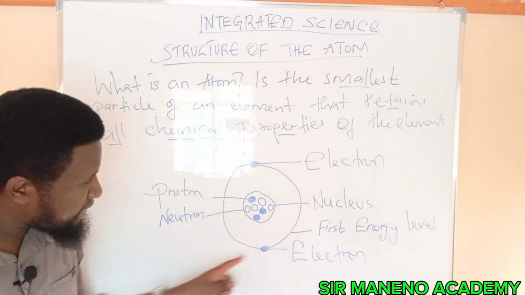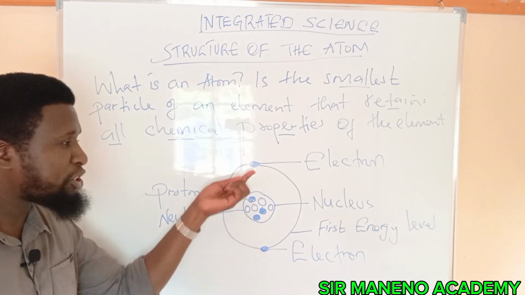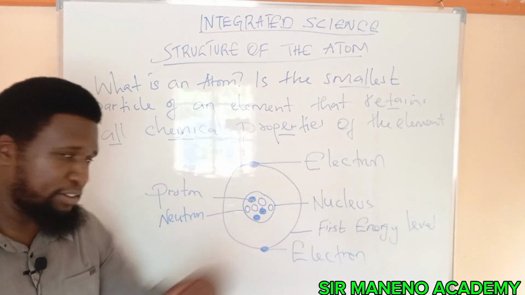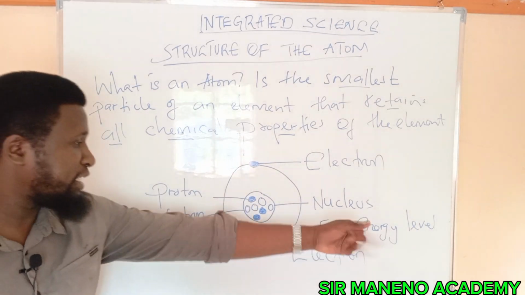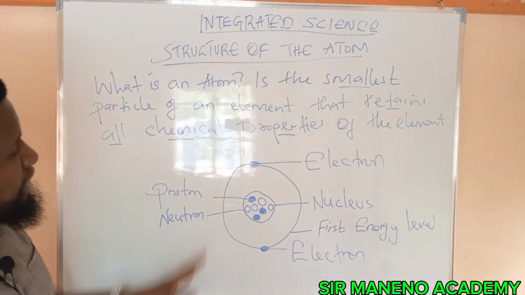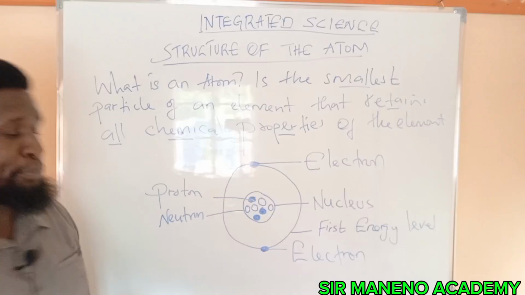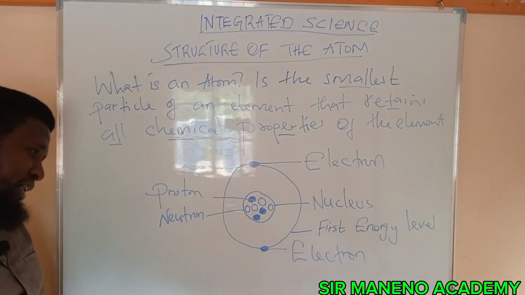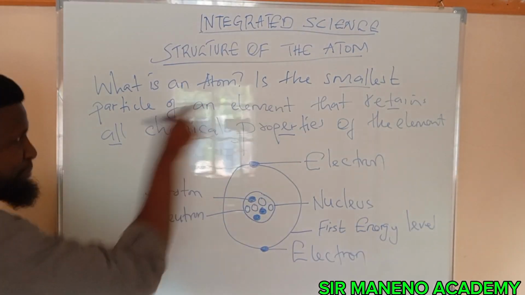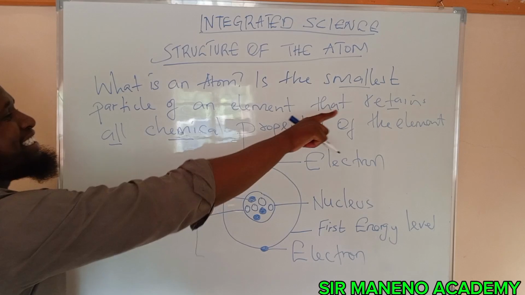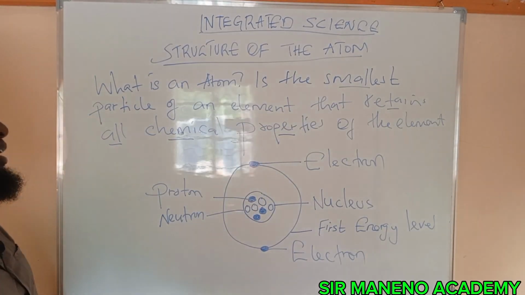Then the first energy level contains electrons, and they are always two in the first energy level. We are going to see how electrons are arranged in energy levels. That is another thing altogether. So for now, just know this is how an atom looks like. So this is an atom. So this is now the smallest particle of an element that retains all chemical properties of that element.